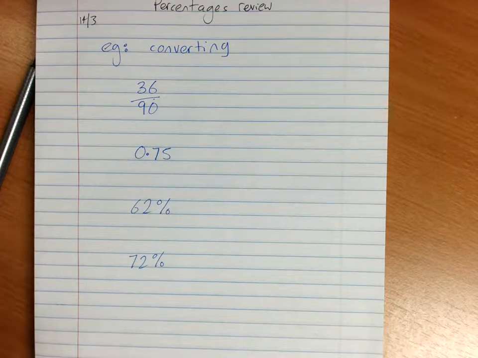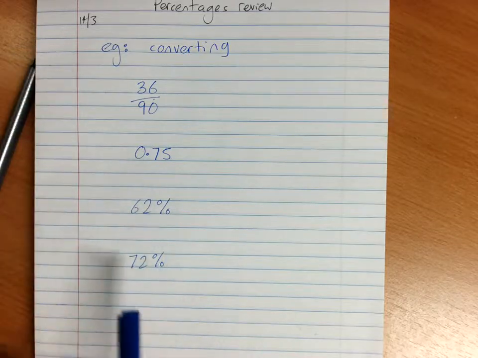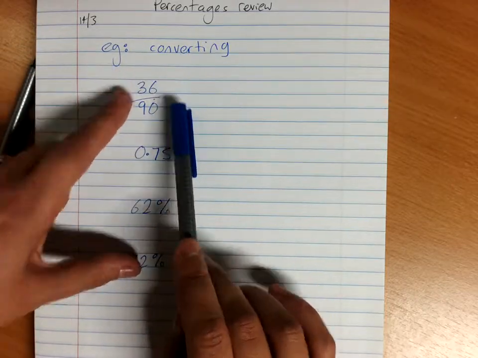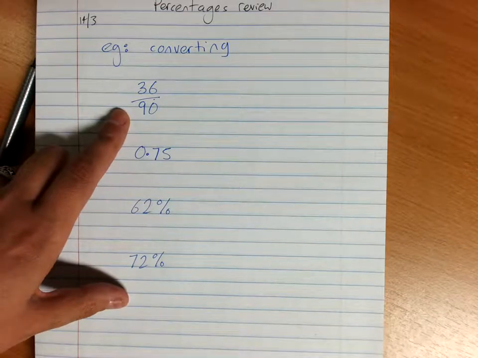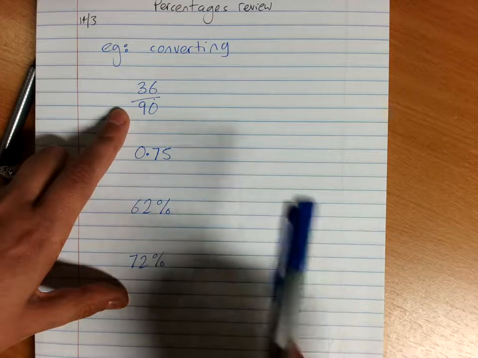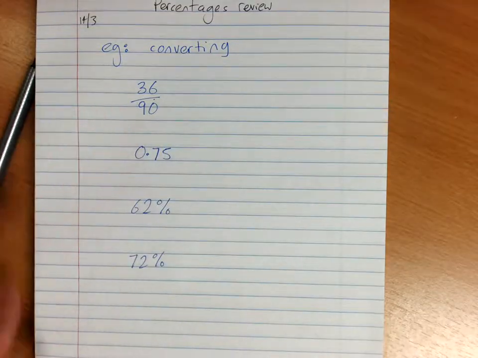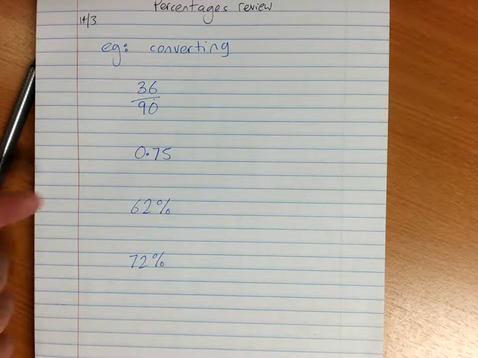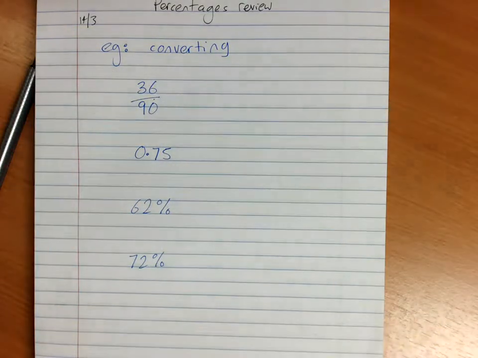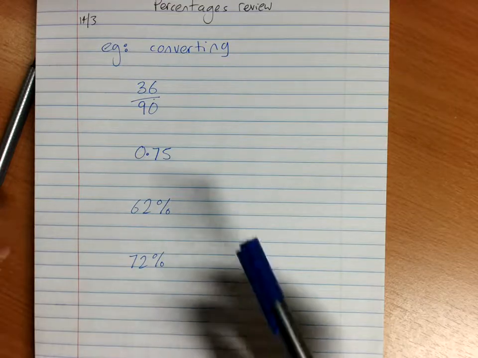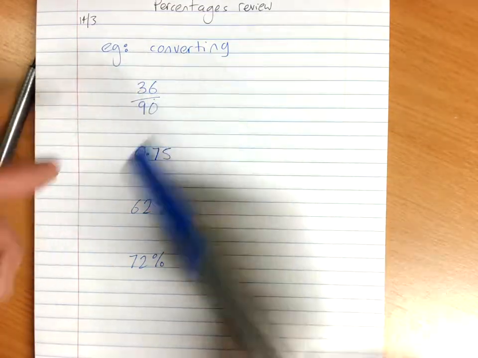Because it's a fraction out of 100, we can always convert between fractions, decimals, and percentages. So if I've got a fraction, 36 out of 90, it's saying, what would this be if this fraction was out of 100? Basically, get it to be a decimal by doing top divided by bottom, which is what a fraction is. And when you've got a decimal, to get that to be a percentage, you just times by 100. So top divided by bottom times 100.